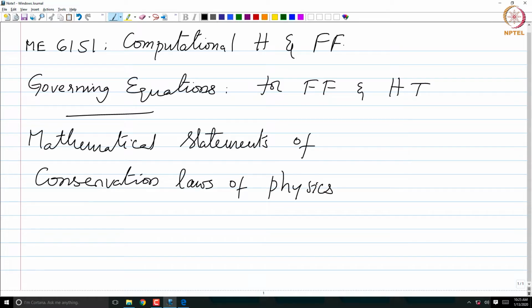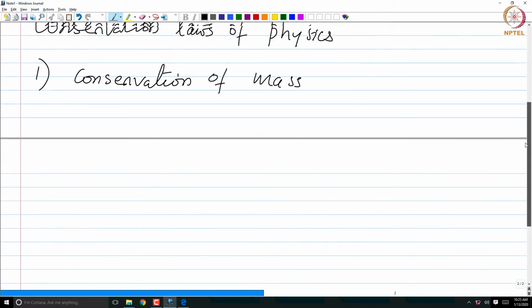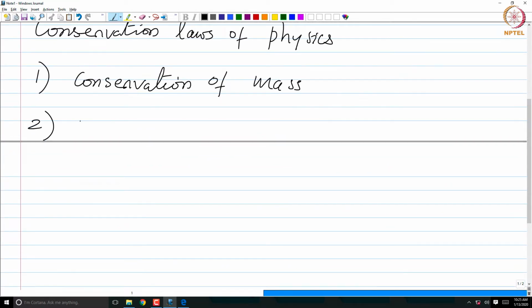What are the conservation laws that we know, which are relevant here? Mass, okay. Conservation of mass. And then the conservation of momentum, right? Which is what? Which is Newton's second law of motion.